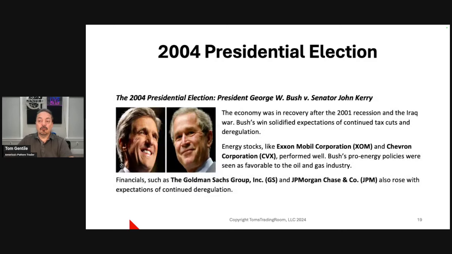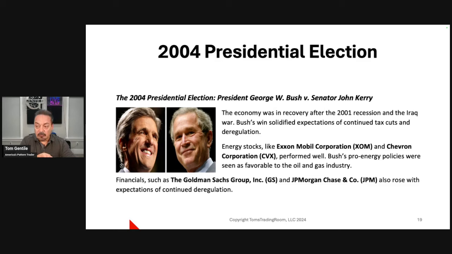Now let's fast forward to 2004. Here we got the incumbent Bush going up against Senator John Kerry. If you remember, in 2001 the World Trade Center got hit, and we were coming off of that. Bush was coming off a really high approval rating. We had tax cuts happening.